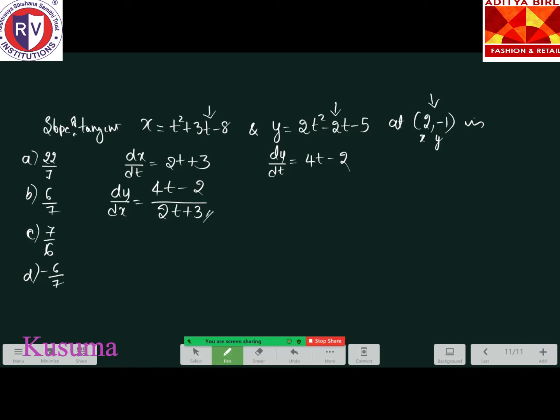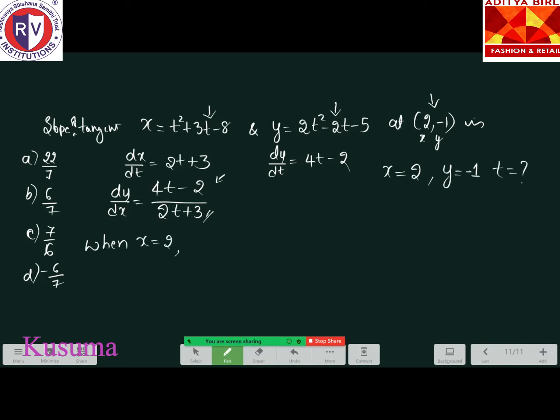How can we do that? We have to find out the value of t at x is equal to 2 and y is equal to -1. That is, find out what the t value will be when x is equal to 2 and y is equal to -1. If we substitute that t value here, we will find out the slope of the tangent. Okay. So when x is equal to 2, let's see what t becomes.